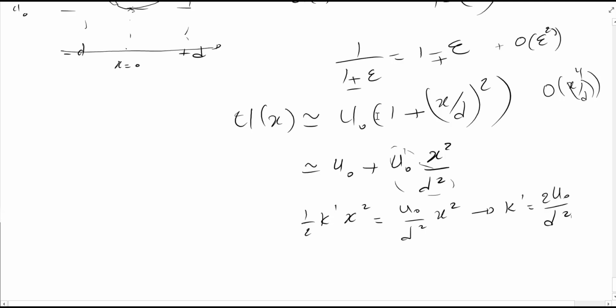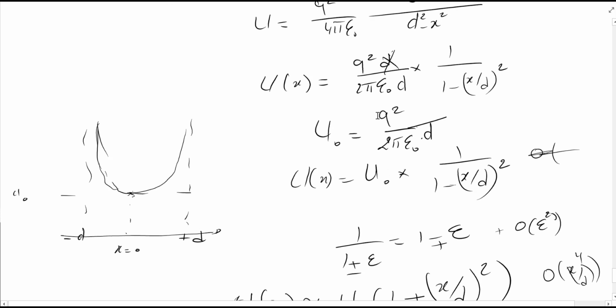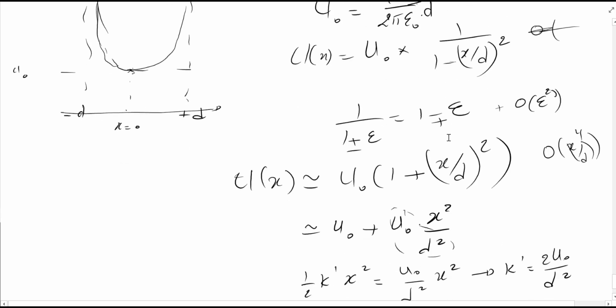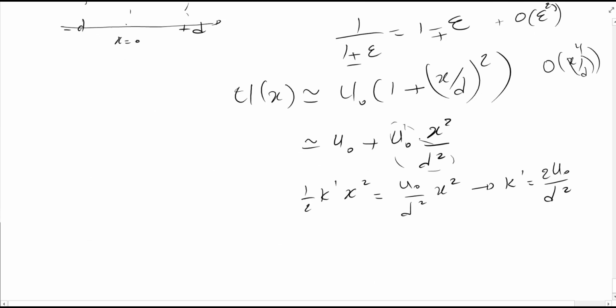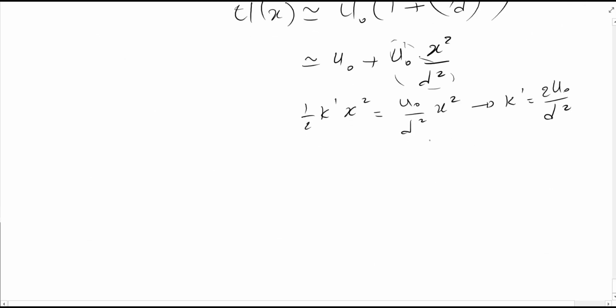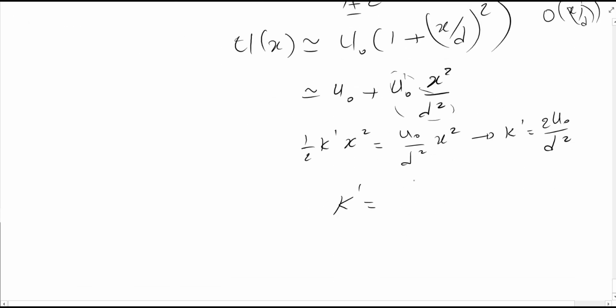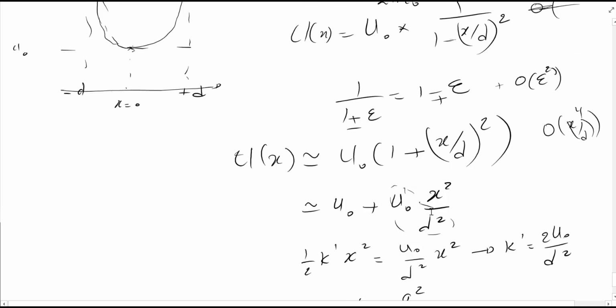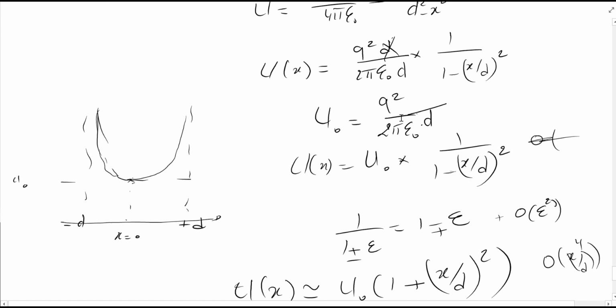If I plug in u naught, the way I defined it is q squared over 2 pi epsilon naught d. The d and the d squared will give d cubed. So k prime looks like, with the 2 in there, 2 times q squared, divided by, again there was a 2 in here so I'm going to cancel that, pi epsilon naught times d cubed. So this is the expression that we ended up with.